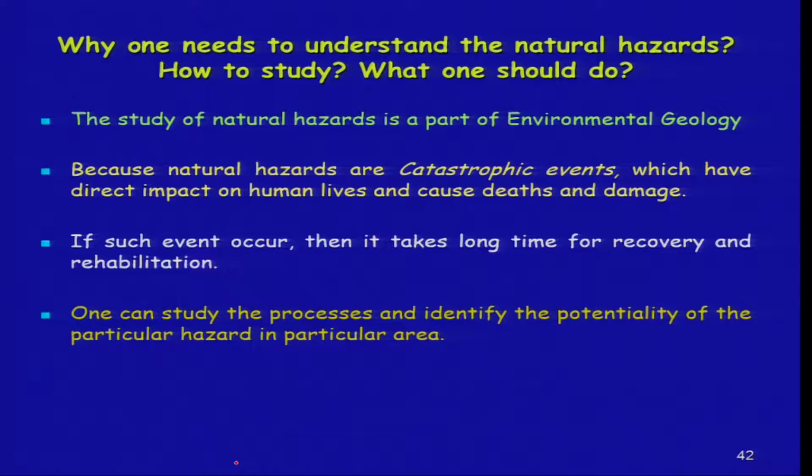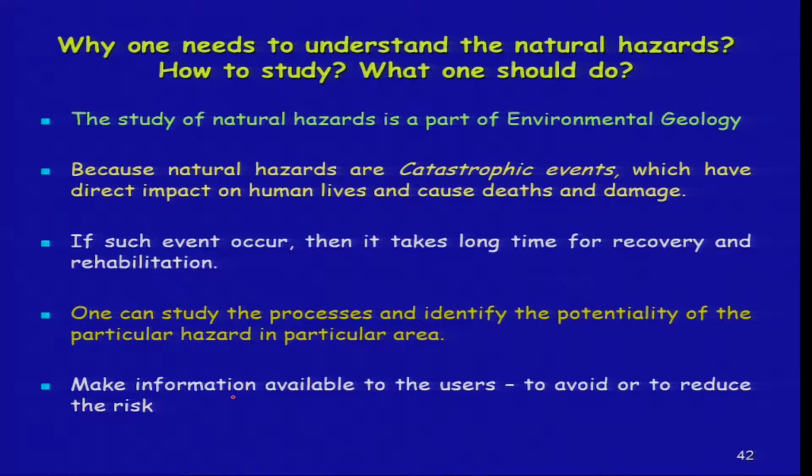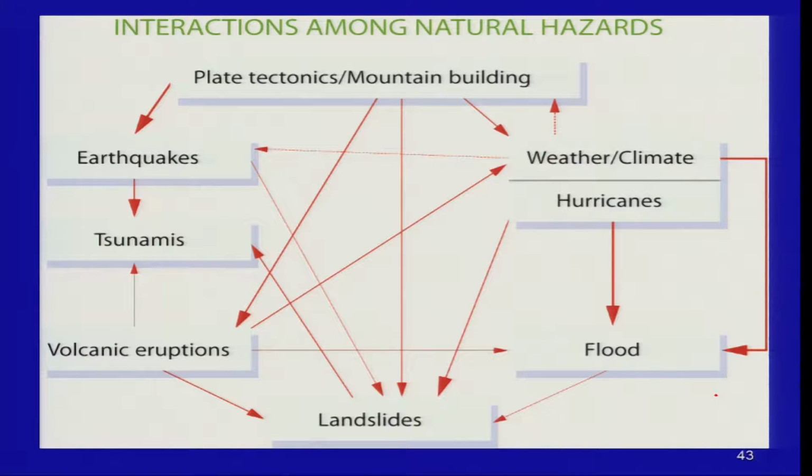One can study the processes and identify the potentiality of a particular hazard in a particular area. For example, we were talking about the Denali fault. We knew the location, we knew about the particular hazard and its potentiality also. So, accordingly we designed the structure. And if this information is made available to the people, then you can avoid and reduce the risk factor.